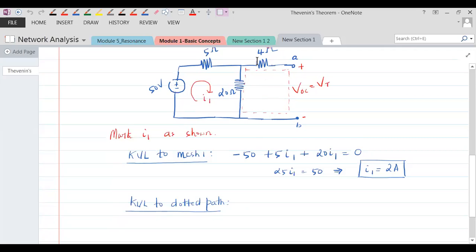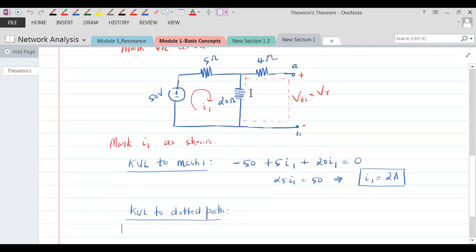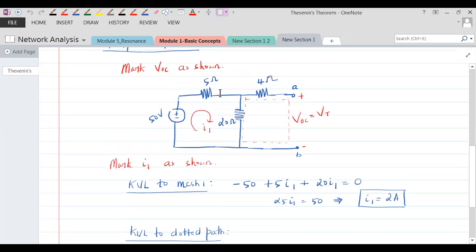Is there any current flowing through 4 ohms? Anybody? No. See this I1, after coming to this point, all of I1 would flow through 20 ohms, because through 4 ohms nothing enters, because this is an open circuit, infinite resistance, mind you. So no current enters this open circuit branch. The whole current would come through 20 ohms and keep rotating in this particular path only. No current enters this.